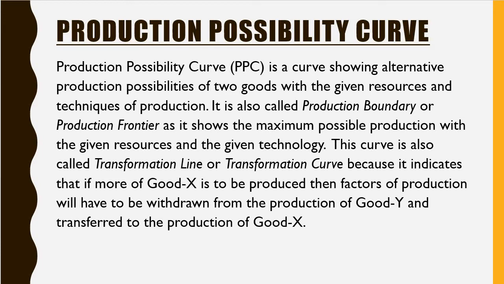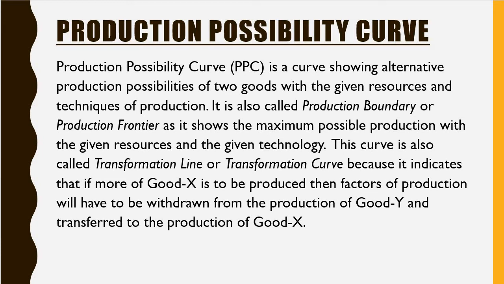Production possibility curve, also denoted as PPC, is a curve showing alternative production possibilities of two goods with the given resources and techniques of production. It is also called production boundary or production frontier, as it shows the maximum possible production with the given resources and the given technology. This curve is also called transformation line or transformation curve because it indicates that if more of good X is to be produced, then factors of production will have to be withdrawn from the production of good Y and transferred to the production of good X.